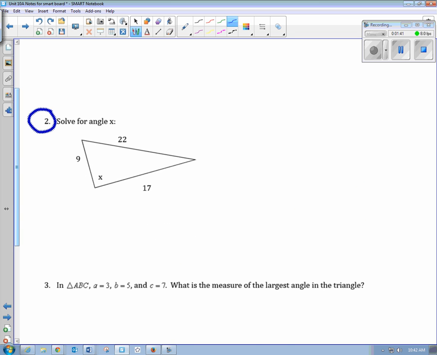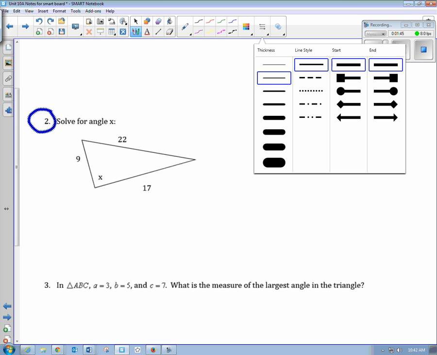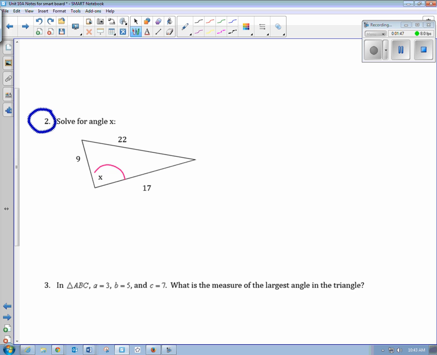In question 2 on the next page, I'm solving for the missing angle. So in this particular case, the angle that I'm looking for is angle X. It's across from that side of 22. So in law of cosines, I will end up having 22 squared equals 9 squared plus 17 squared.